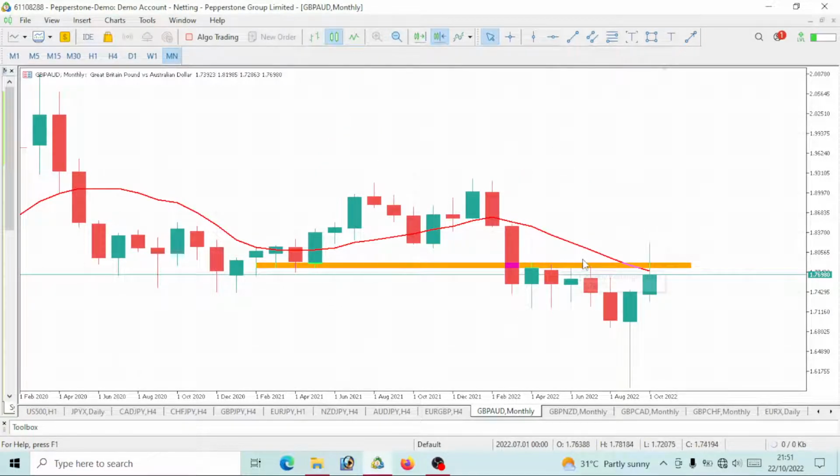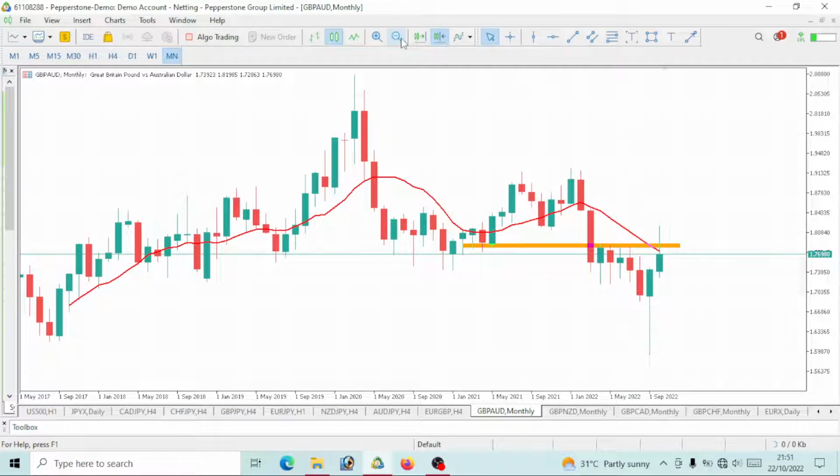Secondly, this is a moving average, which is the 10 period moving average. As long as the price is still below the 10 period moving average, there's only one position we should look for, or one trade we should take, which is to short. We should look for a way to short this GBPAUD. So that is it, GBPAUD bearish move.